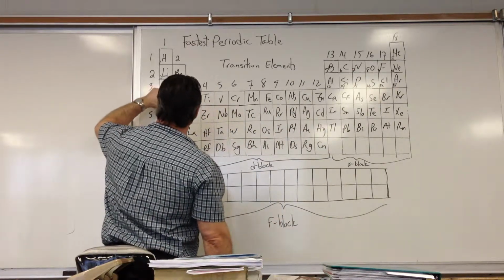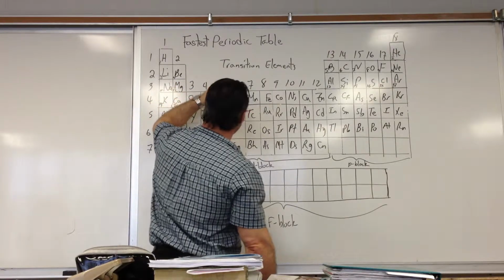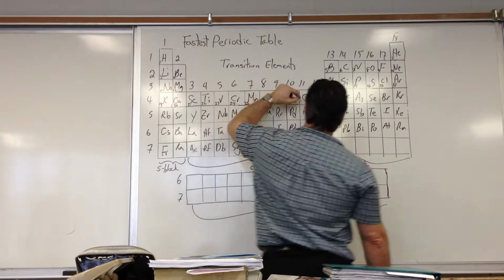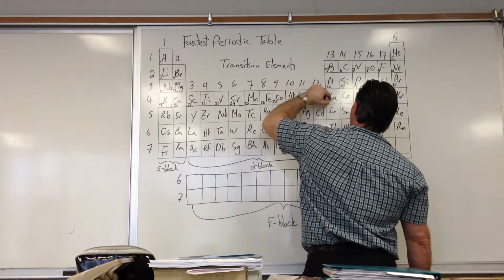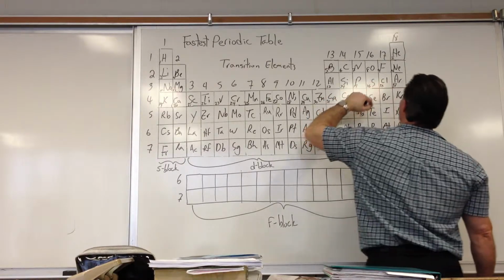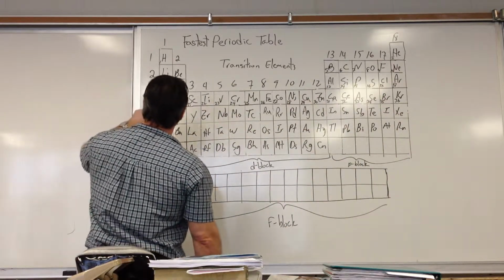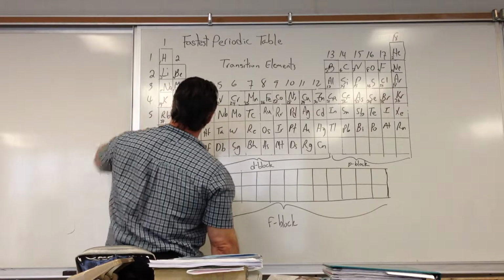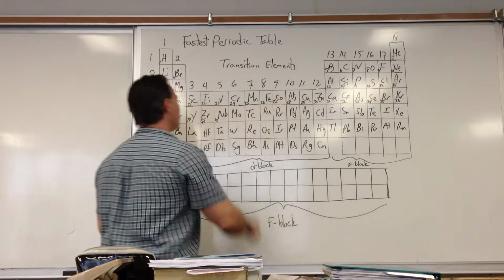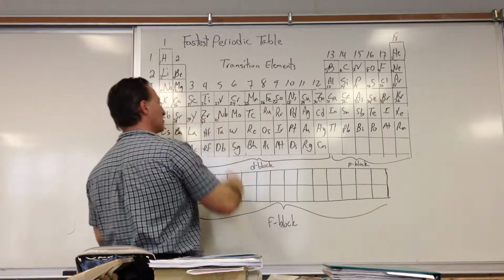19 protons for potassium, 20 for calcium, 21 for scandium, 22 for titanium, 23 for vanadium, 24 for chromium, 25 for manganese, 26 for iron, 27 for cobalt, 28 for nickel, 29 for copper, 30 for zinc, 31 for gallium, 32 for germanium, 33 for arsenic, 34 for selenium, 35 for bromine, 36 for krypton, 37 for rubidium, 38 for strontium, 39 for yttrium, 40 for zirconium, 41 for niobium, which used to be called columbium by some tradesmen, but then that didn't stick, so niobium stuck instead.